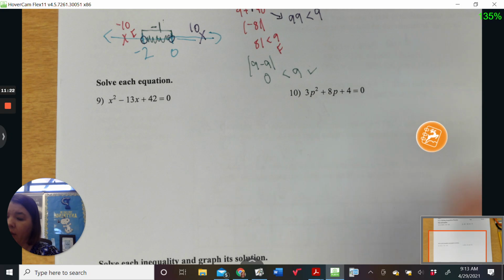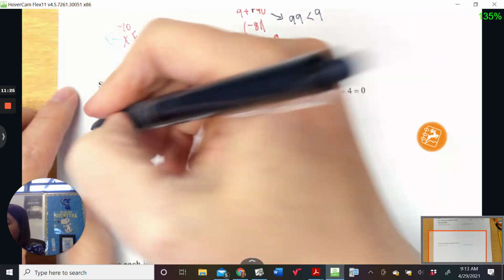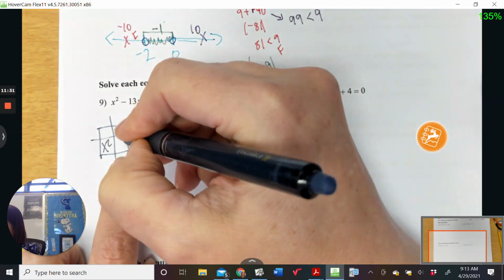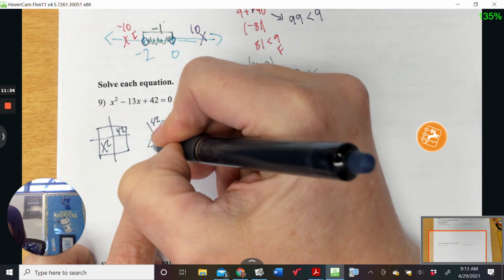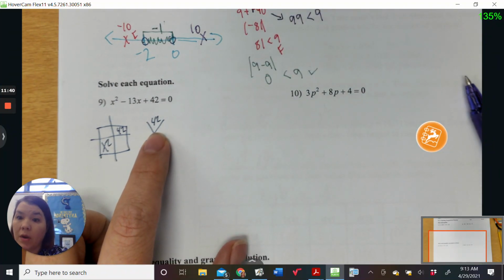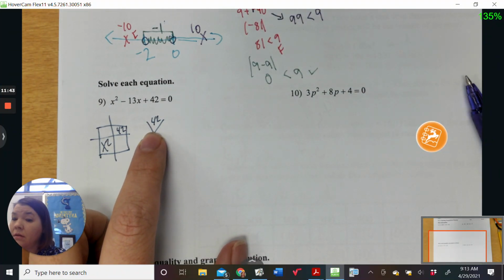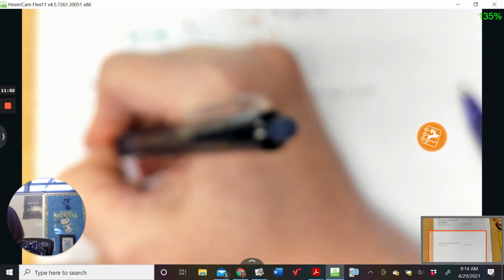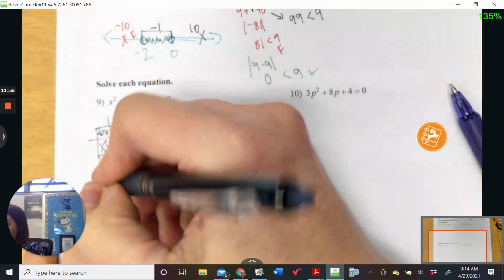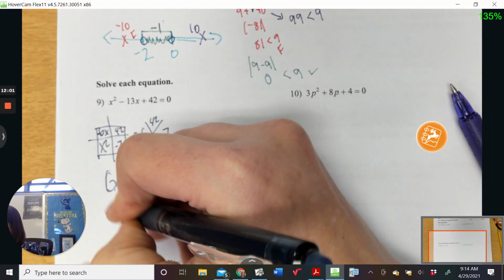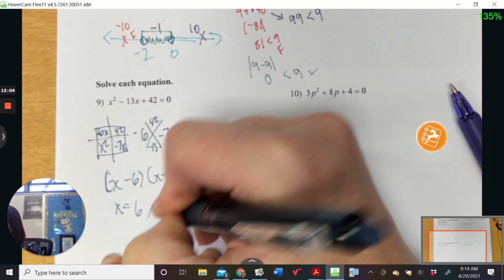So 9 and 10 are quadratic. We're going to try to factor, so we're going to build our box. And our x squared goes here. 42 there, 42 here, -13 there. Numbers that multiply to make 42: 1 and 42, 2 and 21, 3 and 14, 4 no, 5 no, 6 and 7. Both negative: -6x, -7x. And x - 6 and x - 7 is 0. So my x equals 6 or 7.